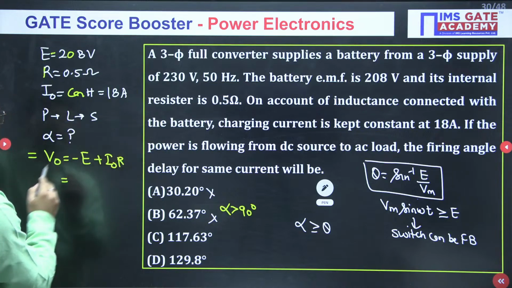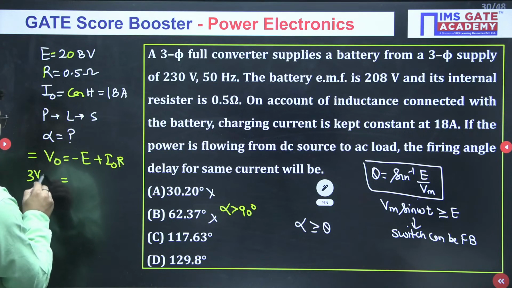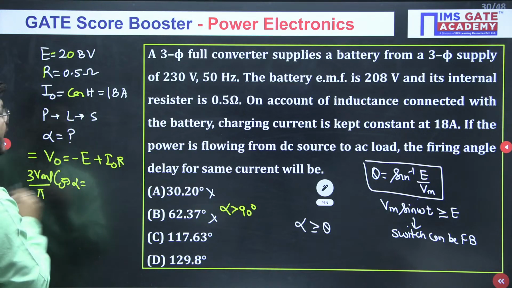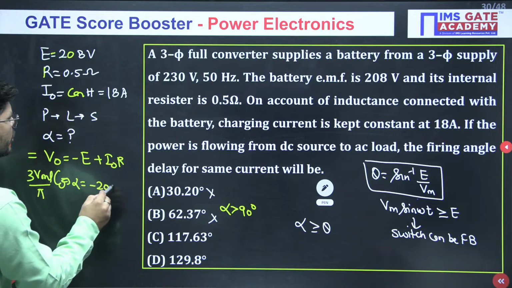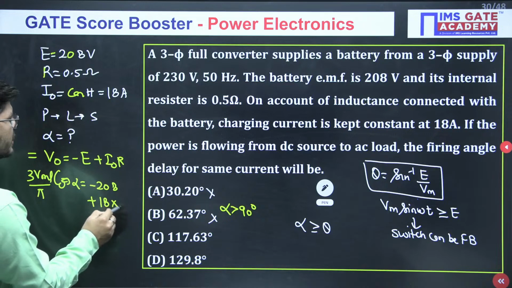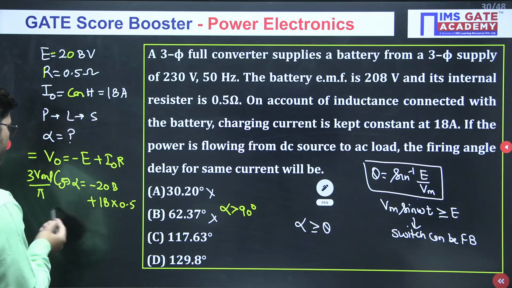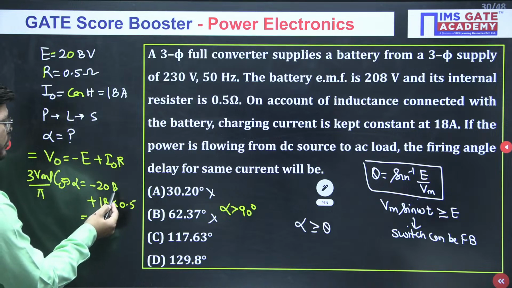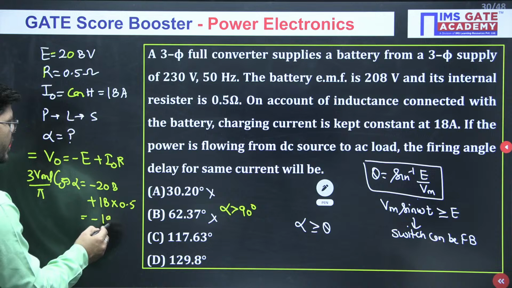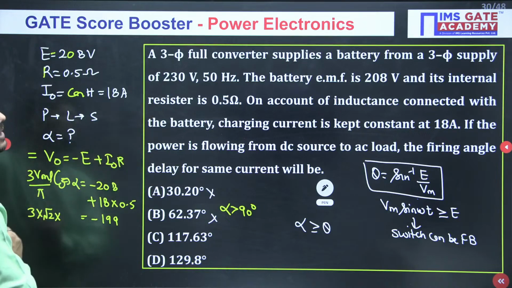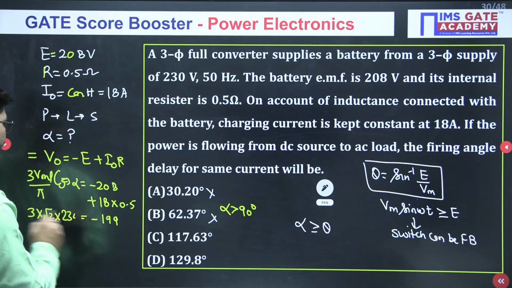V naught, this is a 3-phase full converter. So the V naught formula will be 3 VML over pi cos of alpha, and minus E means 208, plus I naught is 18, and the value of R is 0.5. So how much will you get here? Minus 208 plus 9, you will get minus 199 here. And 3 into VML, the maximum value of the line voltage, so root 2 into the line voltage given, 230 volt.